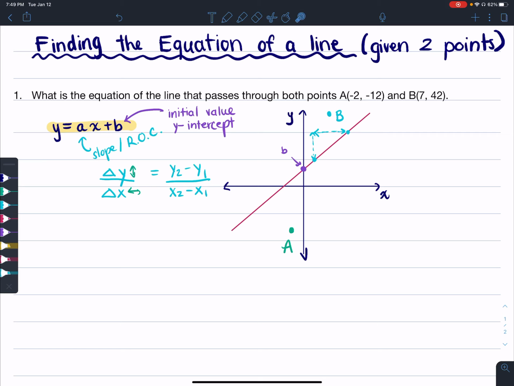Of course, this graph is not drawn to scale, just so that we have an idea of which quadrant it is. B is a plus and a plus, so it's going to be here somewhere. And A is a minus and a minus, so it's going to be down here somewhere.